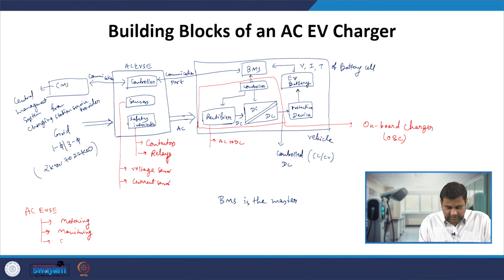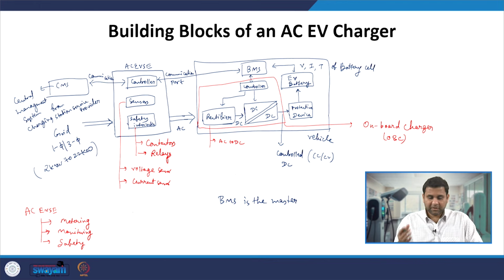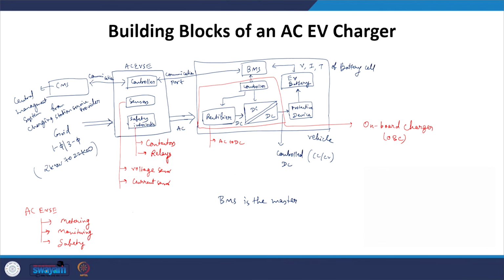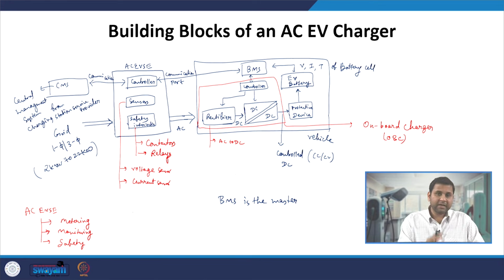And the third important thing, it takes care of safety. That means in case of some problem happening in the vehicle, the BMS will respond to the controller of the AC EVSC, and the AC EVSC will then control the safety interlocks to open up and basically disengage between the grid and the output, and then the output does not have any AC at its output. So, the AC EVSC does not do any power conversion, but it keeps on monitoring the status of the amount of power which is going into your vehicle, and thus helps in performing metering, monitoring and safety functionalities.